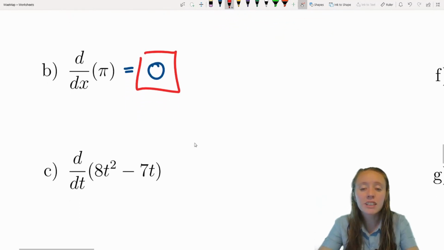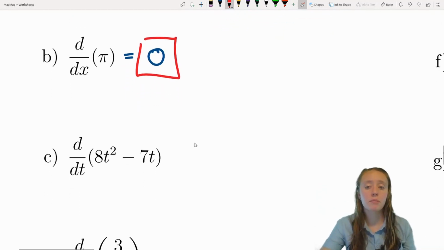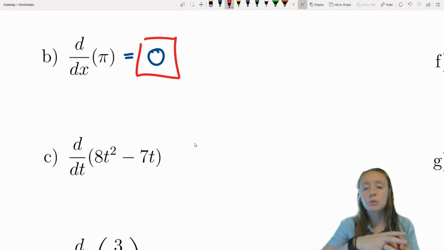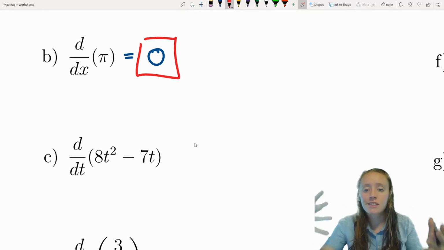Now in part C, I switch it up a bit just by changing the variable, but we're still taking the derivative with respect to the variable in that function. So we're taking the derivative with respect to t. All the same rules that we do with that variable x still apply.